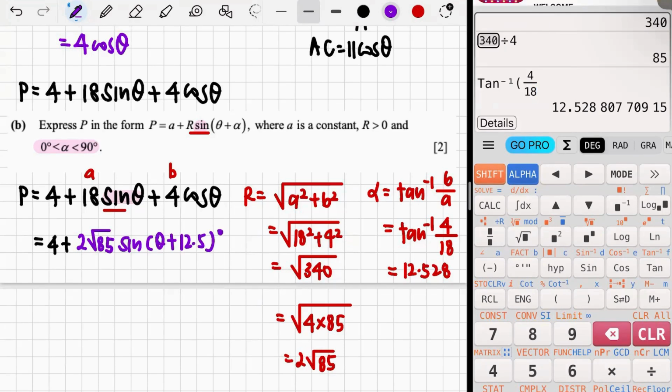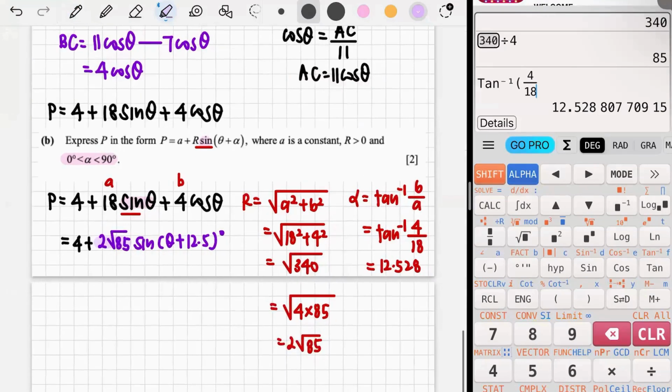You just leave it as one decimal place. I repeat, I know some schools recently, especially this year, 2025, a lot of students' teachers are telling them to leave it in 3 SF. So you follow the one that your school wants you to do. Okay, so part B is settled already. Just need to put it in terms of R formula.